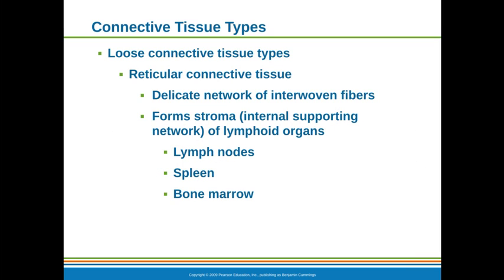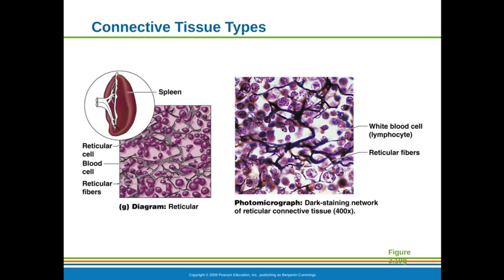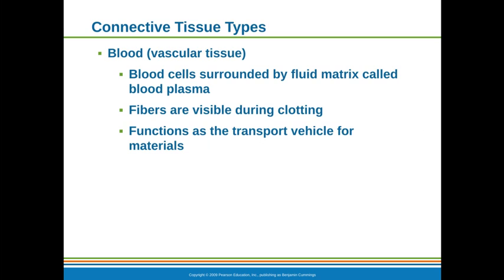Okay, we also have reticular connective tissue. Again, we have some interwoven fibers. It forms the stroma, or the internal supporting network of our lymphoid organs. It's also found in our bone marrow. And we need this storage area, so to say, for a lot of our immune cells, and helping to remove a lot of the toxic substances that we find within our body.